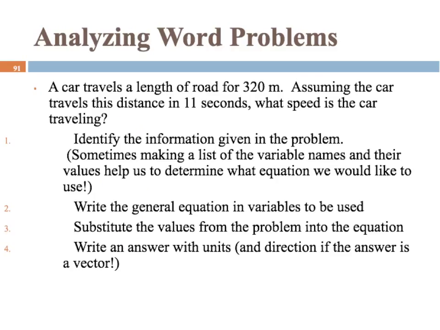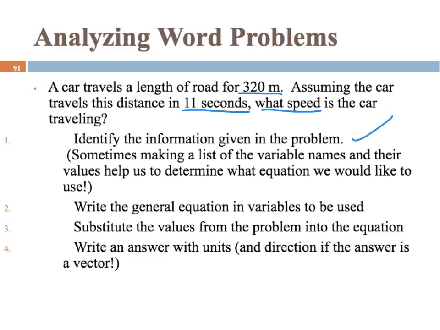All right, so doing a word problem. A car travels a length of road for 320 meters. Assuming the car travels this distance in 11 seconds, what speed is the car traveling? So we want to identify the information given in the problem. So making a list of variables can help us figure out what equation we can use. So that's the first thing. So I would say, okay, we know it's 320 meters. We know it's 11 seconds. Okay, that's what's given to me. If I want to know what speed is, so I'm looking, that's my unknown. I'm looking for speed. Okay, so that's the first step.